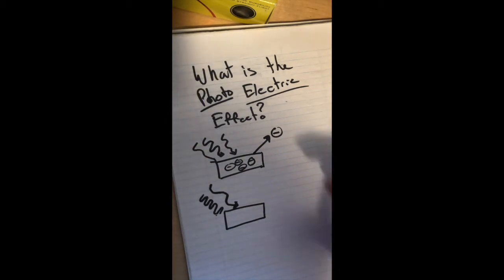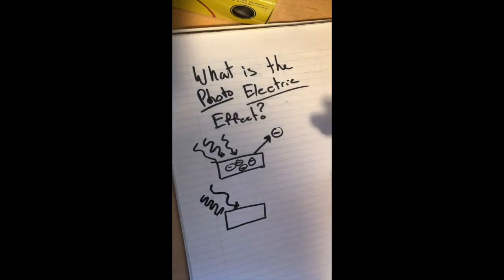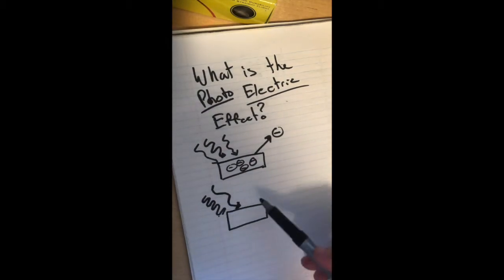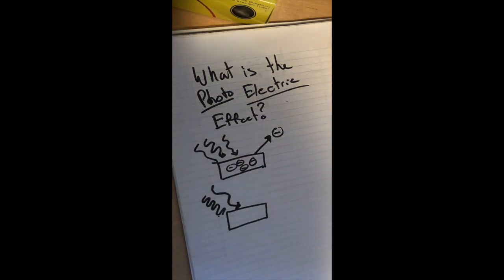But what they found was that only certain wavelengths were able to liberate electrons, and that did not fit with the theory. So everybody thought, hey, light travels as waves. If light travels as waves, all wavelengths should be able to liberate an electron. But that did not happen.